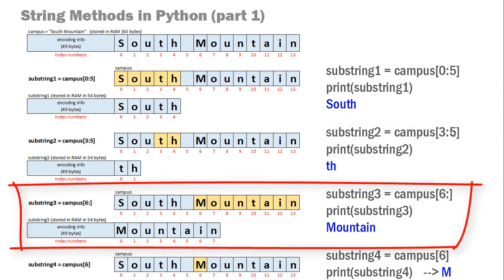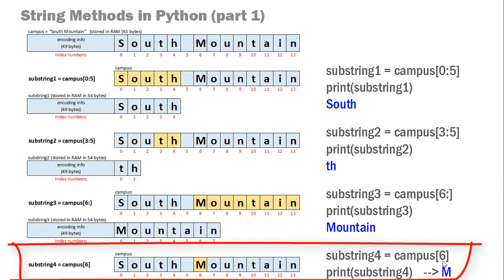If I don't include a second number, so here I do 6 colon, it's going to start with the index 6 character and go to the end of the string. It doesn't matter how many characters there are, it just automatically reads to the very end. So in this case, the end is going to be the n in mountain. I'm going to assign that to substring3 and print that, and so I get the word mountain. And finally, if I just put one index number with no colon, it's going to be a single character. Here it's just going to extract the index 6 character, the M, and assign that to substring4, and I print that out. I just get the capital M.